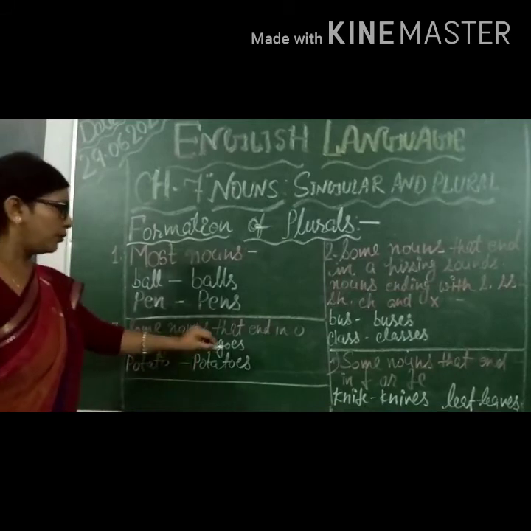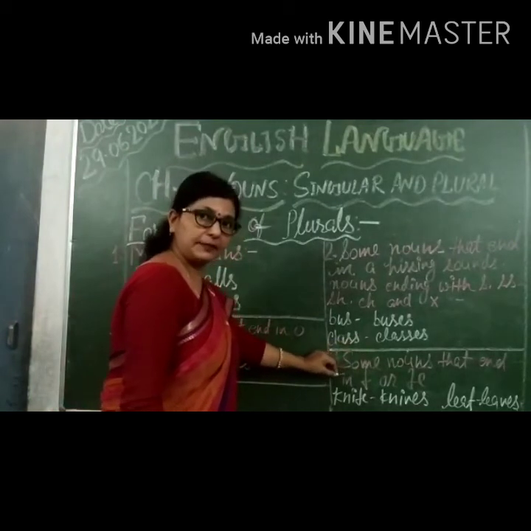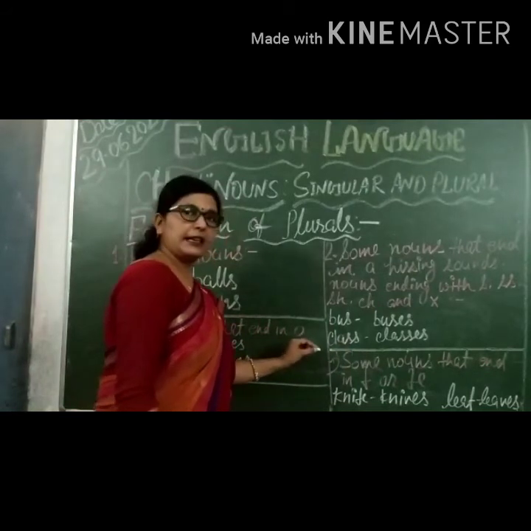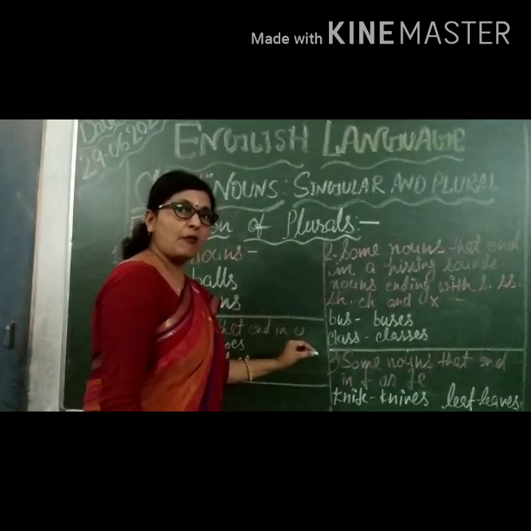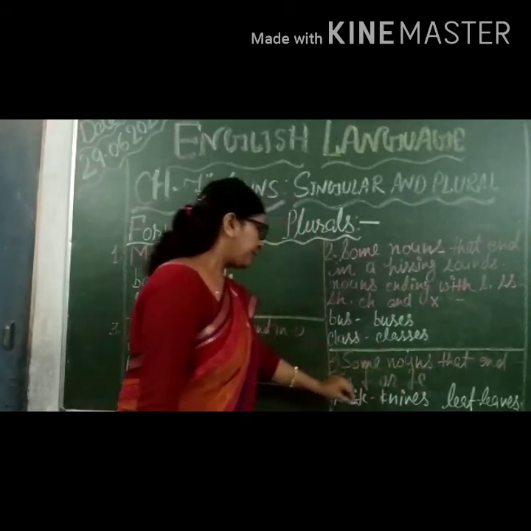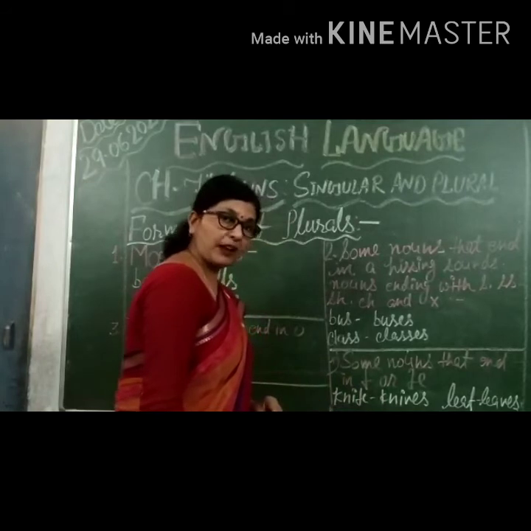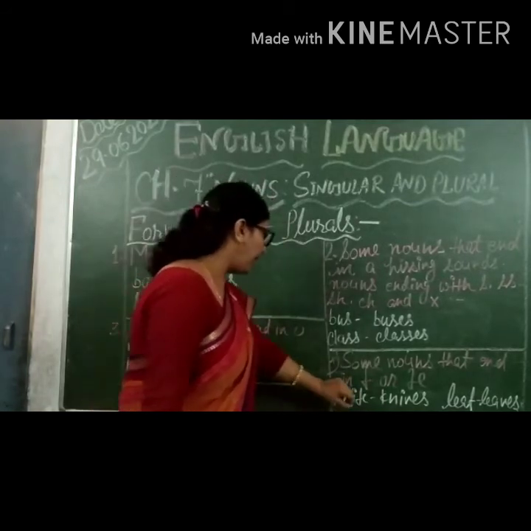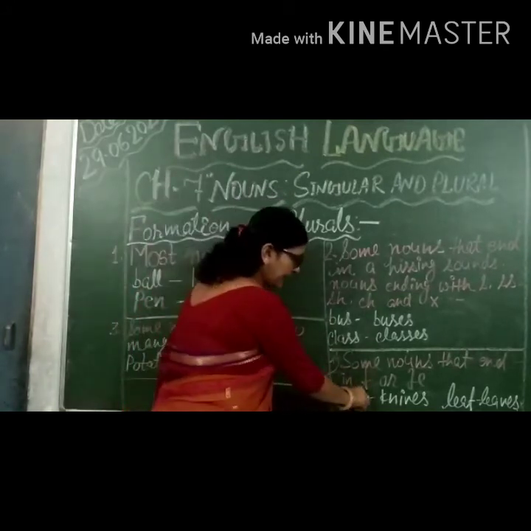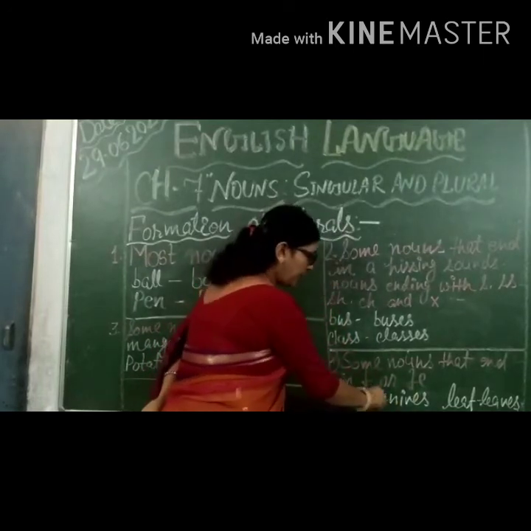Okay. Now rule number 4. Some nouns that end in f or fe. In that case, children, we will change to ves. What will we do? We will remove e. For example, you can see K-N-I-F-E, knife. So what will we do? We will remove here F-E and we will add V-E-S. So the plural word will be knives.